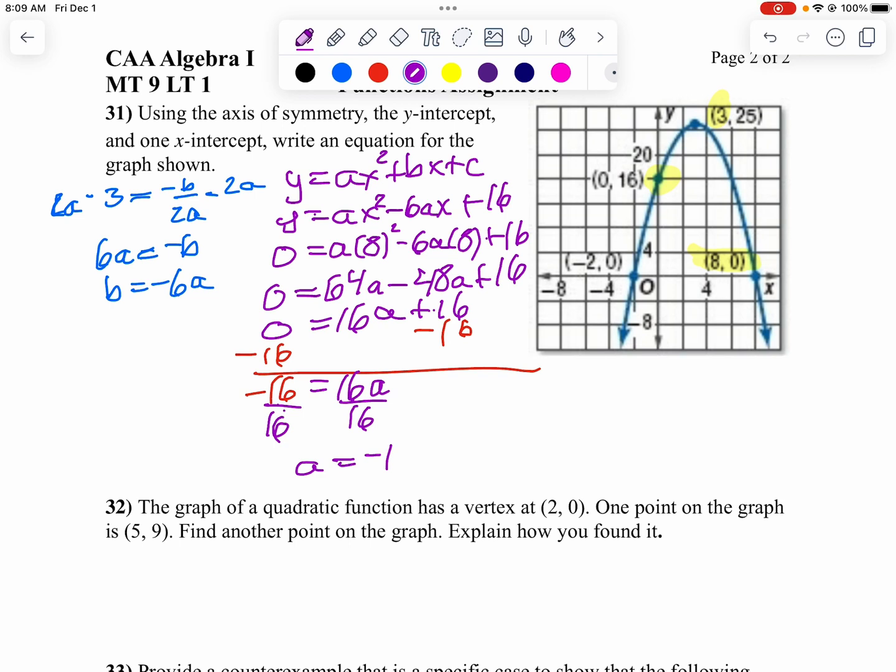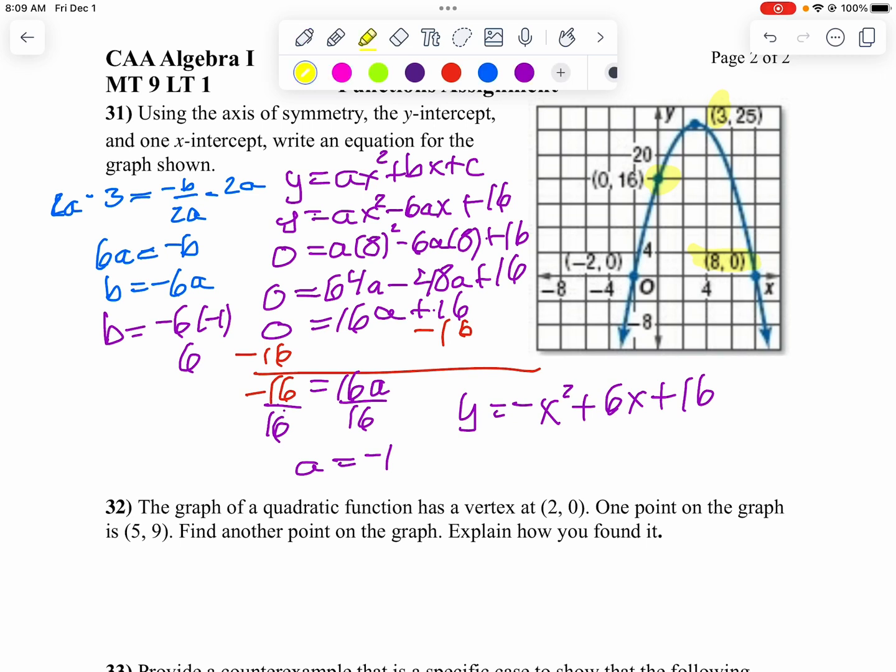So we're going to say y equals negative 1, or let's say negative x squared. Now b would be negative 6 times negative 1, which would be positive 6. So plus 6x plus 16. And there is the equation of that line.